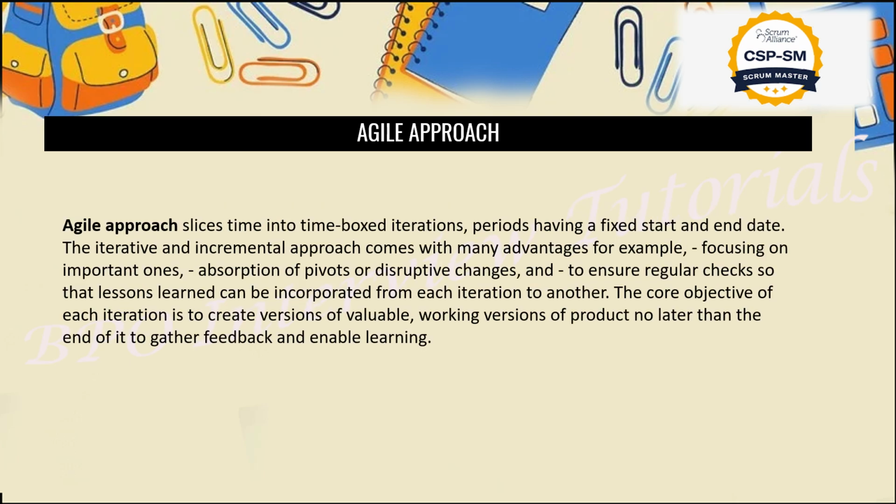In the agile approach, they will use a time-boxed iteration method, wherein there will be a fixed start and fixed end time. The iterative and incremental approach comes with many advantages, for example, focus on important ones, absorption of pivots or disruptive changes, and ensuring regular checks so learning can be incorporated from one iteration to another. The core objective of each iteration is to create versions of valuable work, versions of the product, no later than the end of it, gather feedback and enable learning.